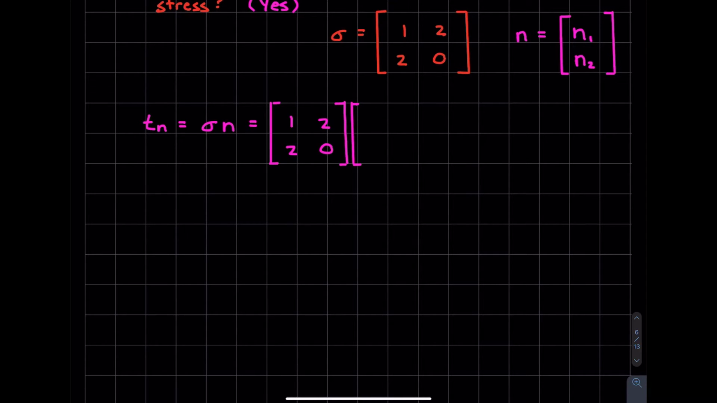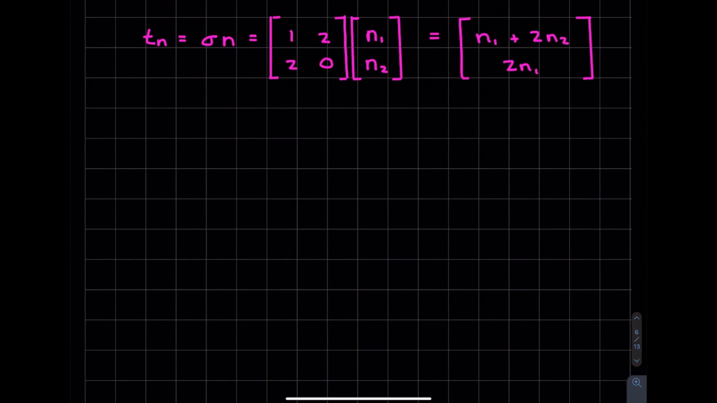So again, there's my stress matrix. As for my normal vector, I'm just going to assume arbitrary components, n1 and n2. Multiply these together, I get another vector. The first component is going to be n1 plus 2n2, and the second component is just going to be 2n1. So something just like this. Again, I don't know what n1 and n2 are. It's an arbitrary point. It could be infinite possibilities. That's my traction vector, Tn.